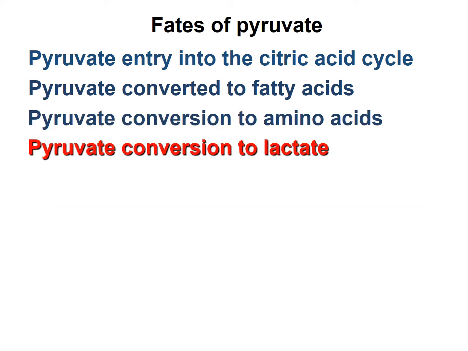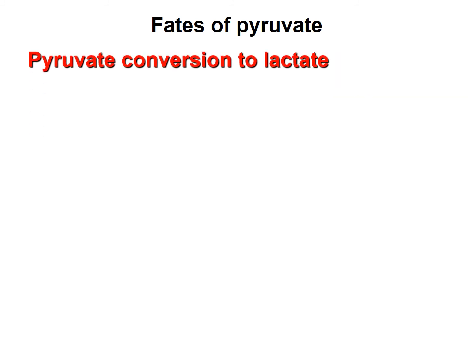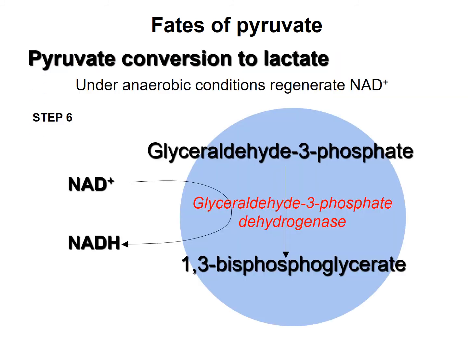And last but not least, pyruvate can be converted into lactic acid when there is no oxygen, or under an anaerobic condition. If you can remember, in step 6 of glycolysis, G3P is converted into 1,3-BPG, and this process requires NAD positive as a coenzyme. But the problem is, we only have a very limited amount of NAD positive in the cell, and this means that NAD positive must be regenerated.